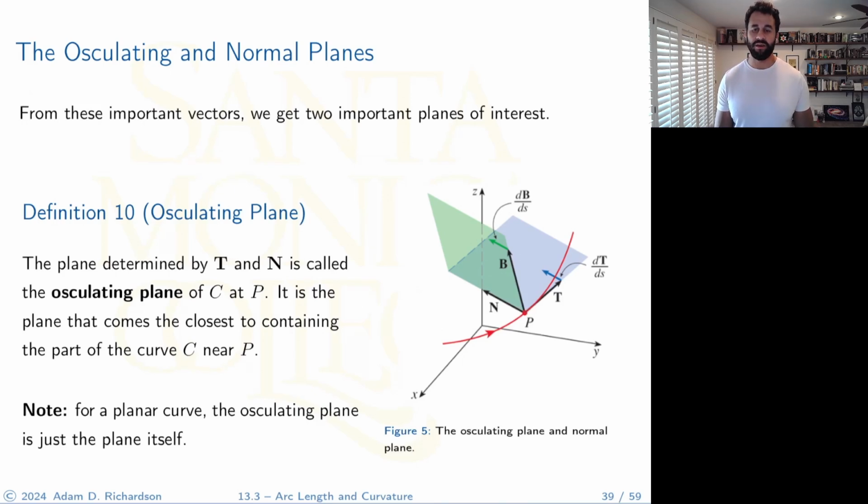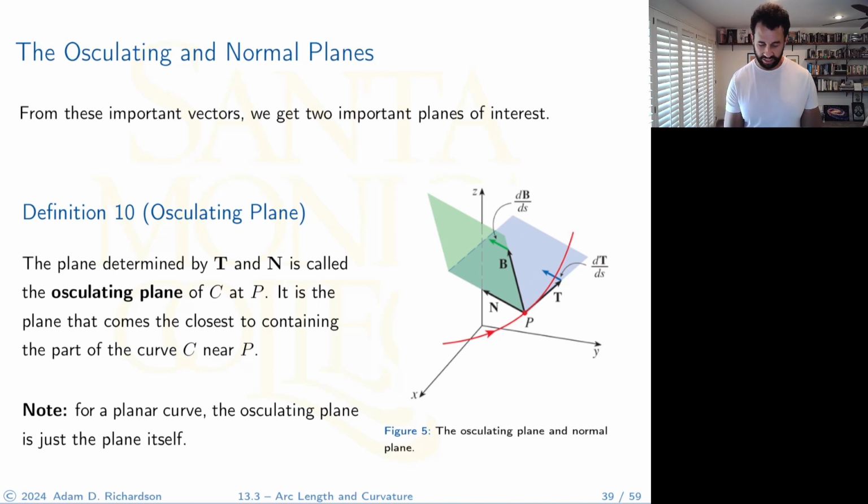Okay. Now we have to talk about osculating and normal planes. Some of you might have been thinking about some of the planes that are associated with this as we were talking about normal vectors, because the last time we talked about normal vectors, we were talking about a vector that was orthogonal to a plane. Well, we're going to expound upon that now. With these important vectors, we get two important planes of interest, plus a third one that you'll see in the activity. The first plane of interest is what's called the osculating plane. This is the plane determined by T and N. Here is T, here is N, and this blue plane that you see in the figure is what we call the osculating plane.